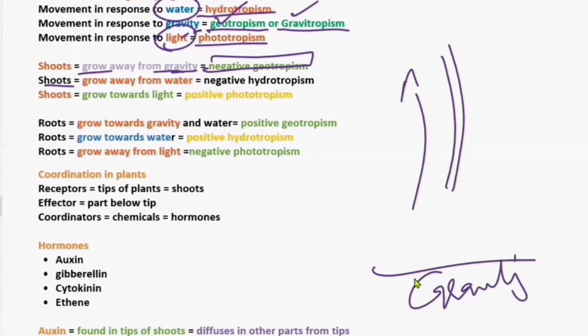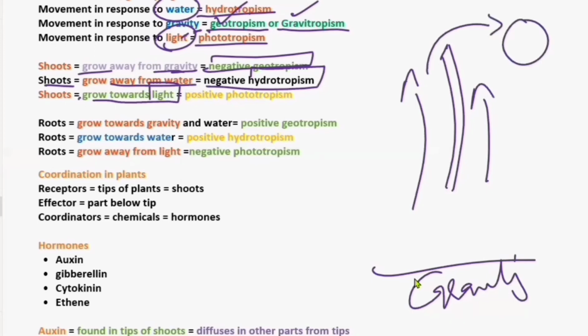Shoots also grow away from water. We have seen that water absorption is the function of the root hairs or roots. We have never seen shoots absorbing water, and we have seen shoots growing away from water, so they also show negative hydrotropism. Then, shoots grow towards light. They need more light to carry out photosynthesis. The leaves absorb water, and then they convert solar energy into chemical energy through their chlorophyll and carry out photosynthesis. For this purpose they need to move towards the light, so shoots show positive phototropism.